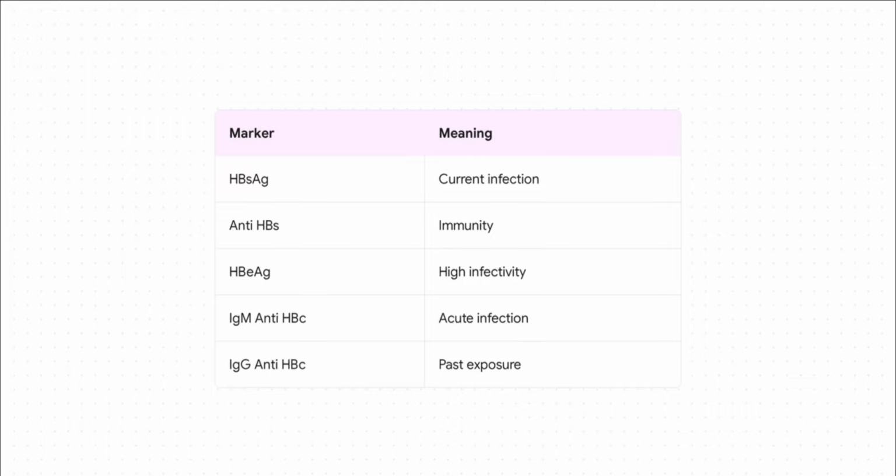HBsAg is the surface antigen. If it's there, the virus is currently present. If it stays over 6 months, the patient is chronic. Anti-HBs is the antibody against that surface. It means the patient has achieved immunity, either by fighting off the infection or getting the vaccine. HBeAg is a marker of high infectivity and active viral replication, while anti-HBe means lower infectivity. Finally, the core antibodies. IgM anti-HBc means an acute, current fight is happening right now, while IgG anti-HBc indicates past exposure.